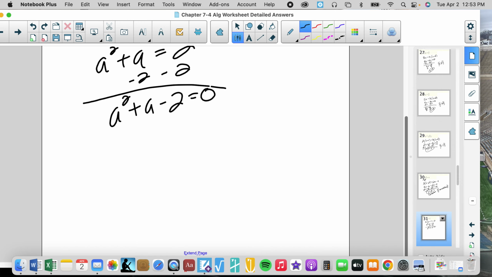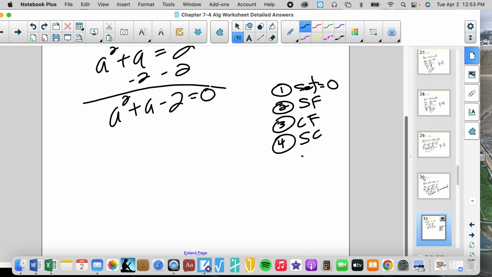So let's do, is it set equal to 0? Yes. Is it in standard form? Yes. Is there a common factor? No. Is it a special case? Is it a binomial square? I would only check binomial square because there are 3 terms, and that's a no. I wouldn't need to do difference of squares because difference of squares is 2 terms. We have 3 terms here.